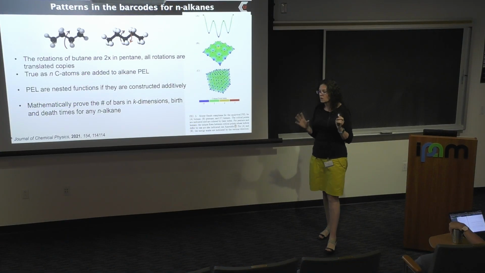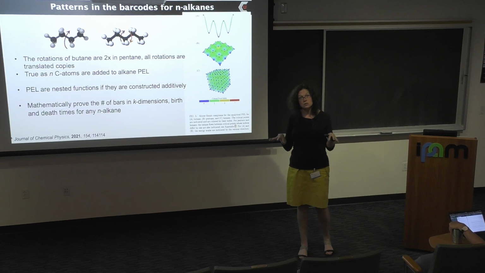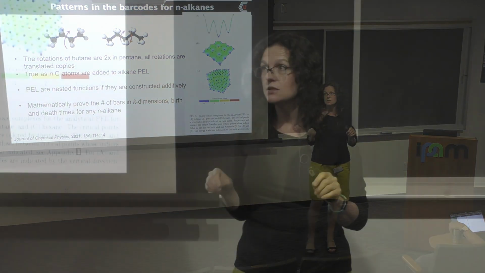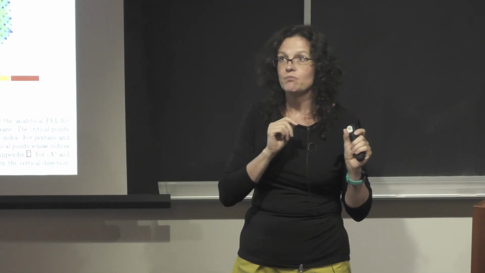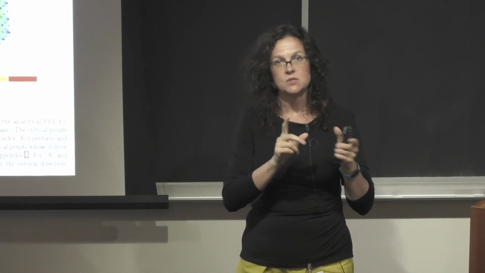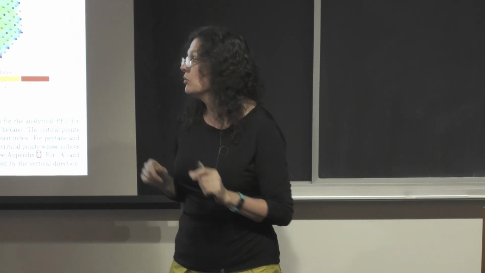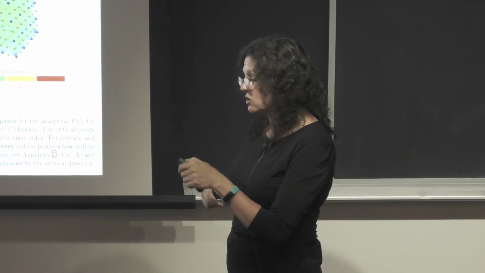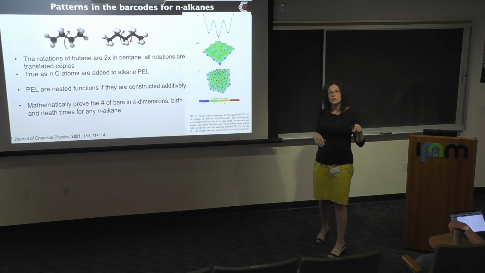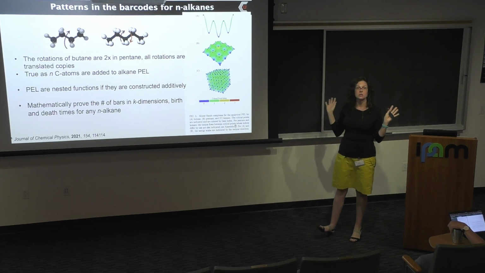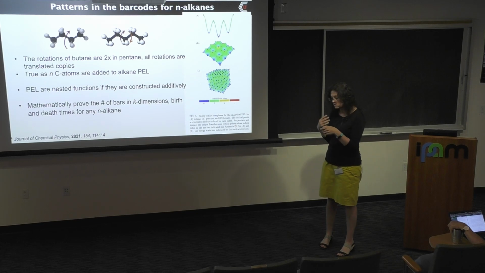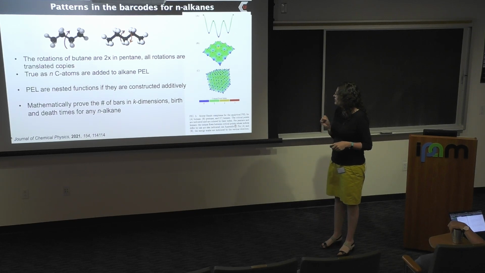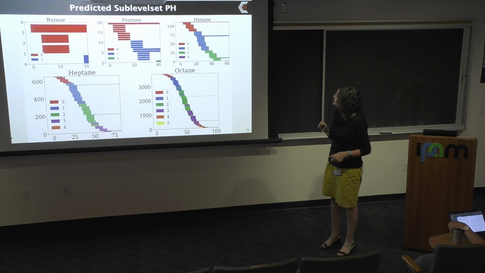But basically, if you are constructing or using functions that are not related to one another, so the dihedral angle of one grouping of atoms is not related to the dihedral angle of another grouping of atoms, then it turns out there is a mathematical way to prove the number of bars in whatever dimension you have, as well as the birth and death times of any n-alkane. And this is using something called the Künneth formula, and we're going to go through that, hopefully not too quickly, if I have enough time.